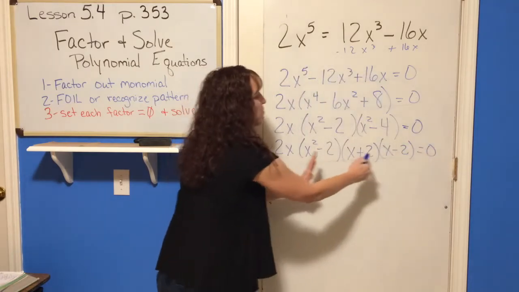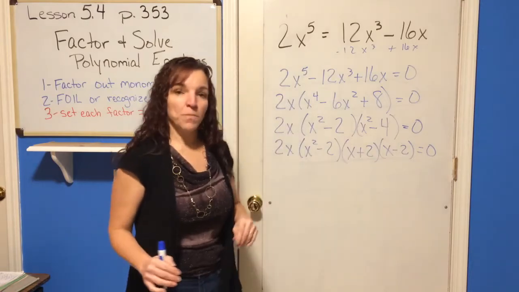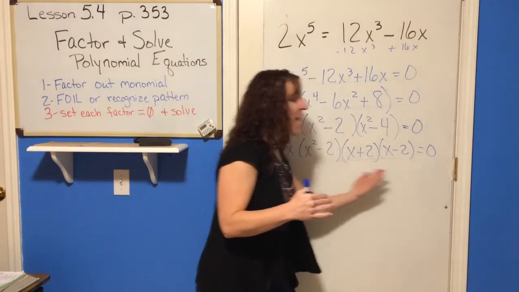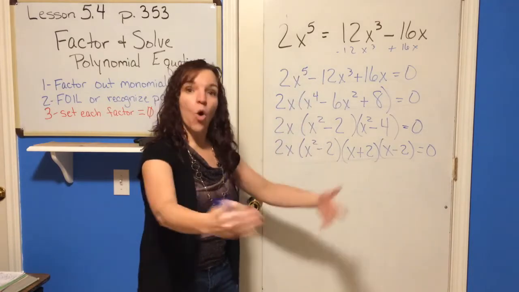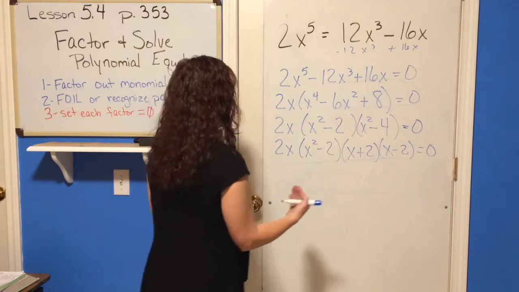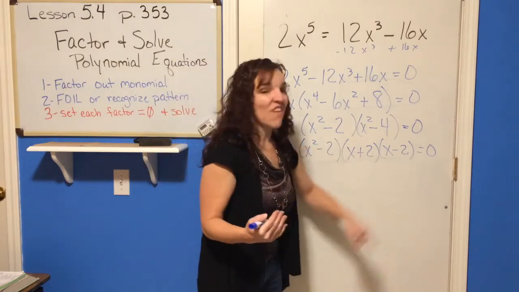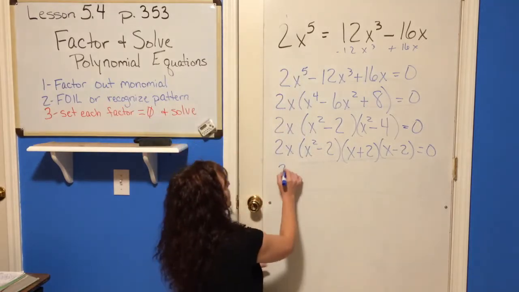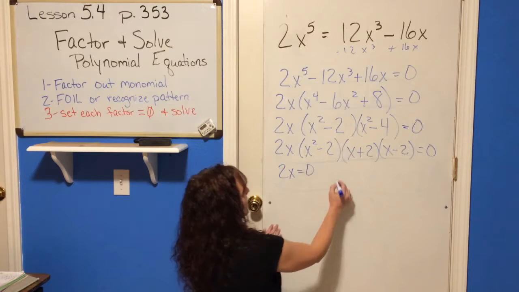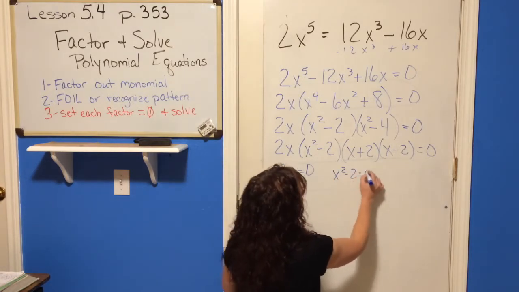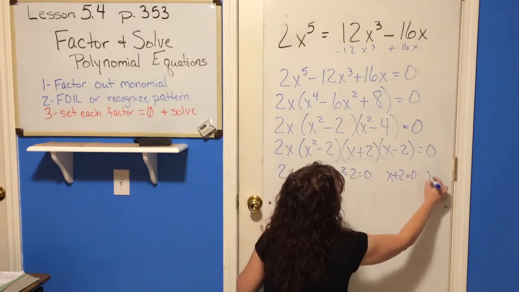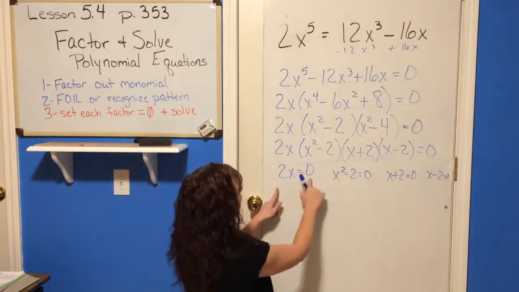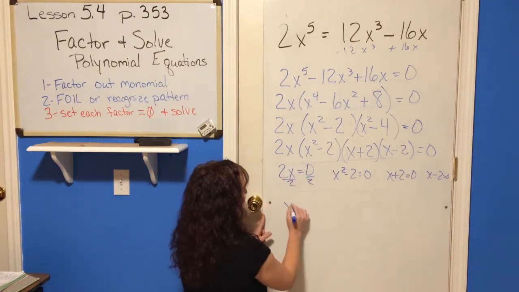All of those multiplied together give you 0. So if that's the case, then if any one of these factors is equal to 0, then the whole thing is equal to 0. So this is where you simply set every single one of these factors equal to 0. Set each factor equal to 0 and solve. So 2x equals 0, x squared minus 2 equals 0, x plus 2 equals 0, and x minus 2 equals 0. So as we're solving each one then, divide by 2, so x equals 0.